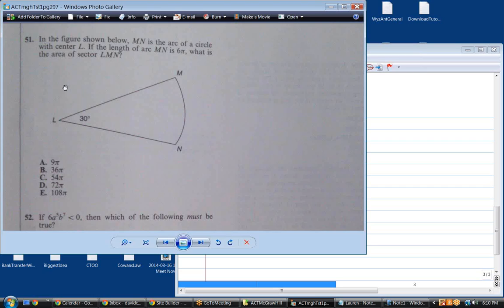Now, if you're only going to, say, do 45 problems, then you're probably going to leave the 15 hardest problems undone. So that's the way I would handle this problem. I would check mark it and come back to it.